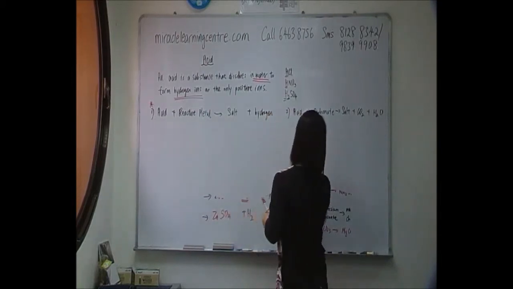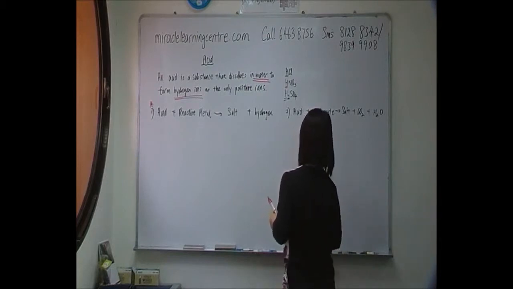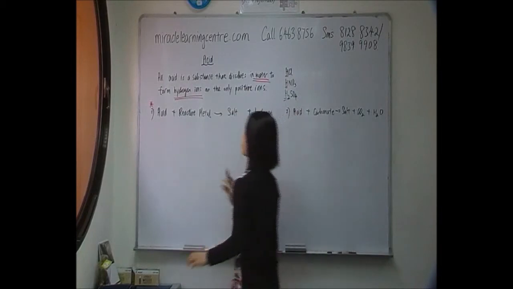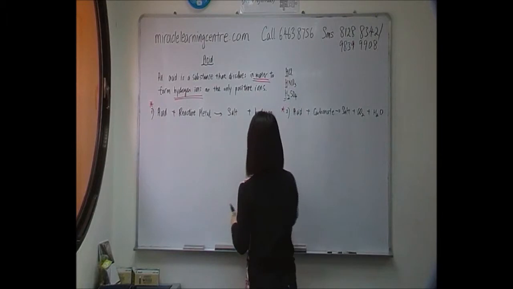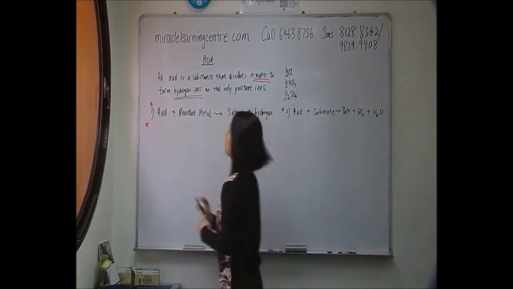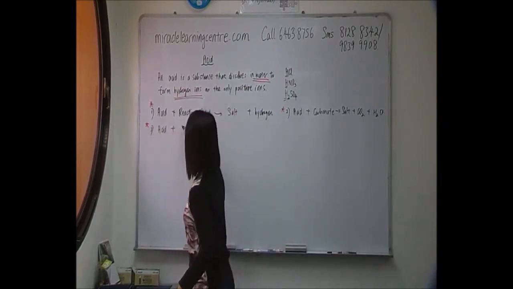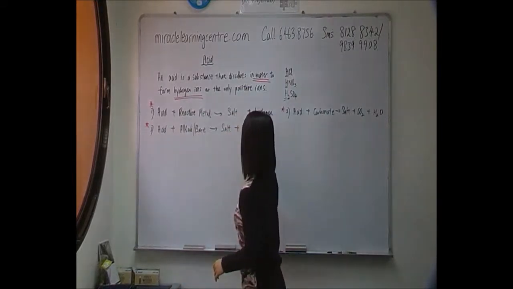Okay, let's look at the third one. Reaction with alkaline. Okay, you need to memorize the first reaction. This is a general reaction for the reaction of acid. And this third reaction is acid reacting with alkaline, or base, will form salt and water.